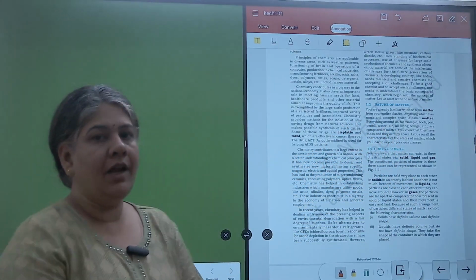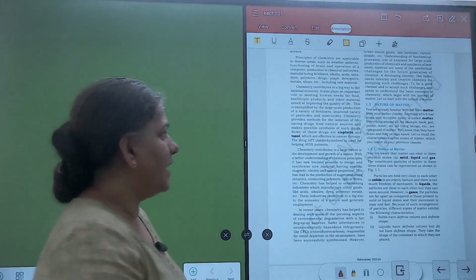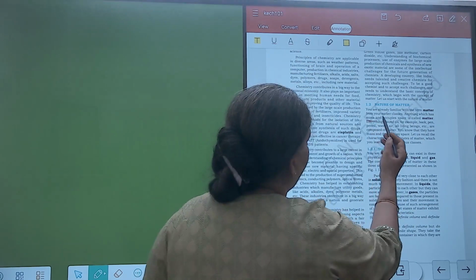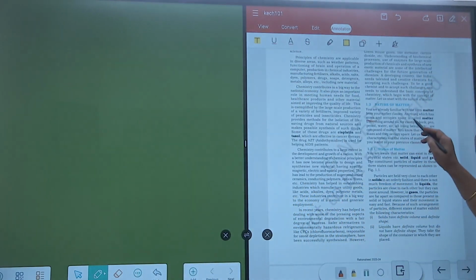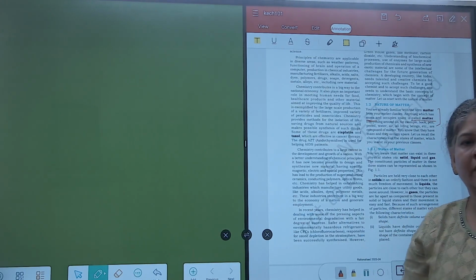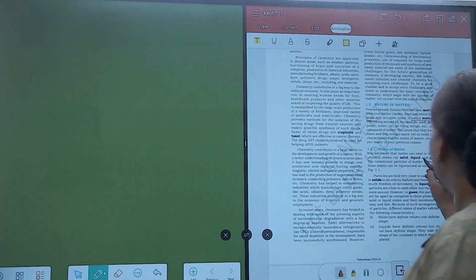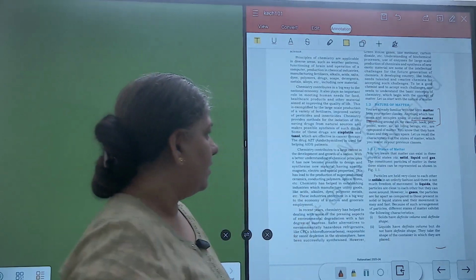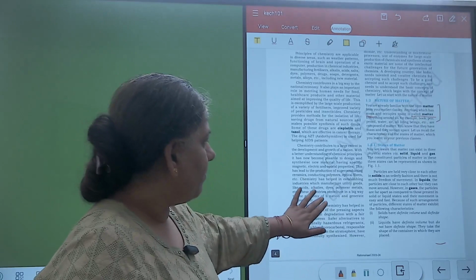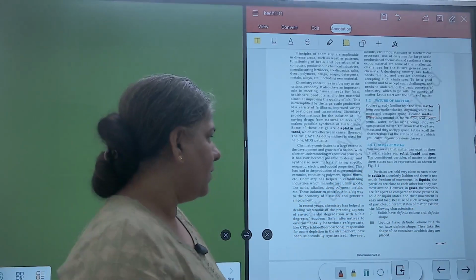You have already studied in your lower classes the definition of matter, that anything that has mass and occupies space is called matter. So this is a simple definition that you have already studied in your lower classes. Matter is present in three physical states: solid, liquid and gases. And the properties of matter in these three states are also part of lower classes.